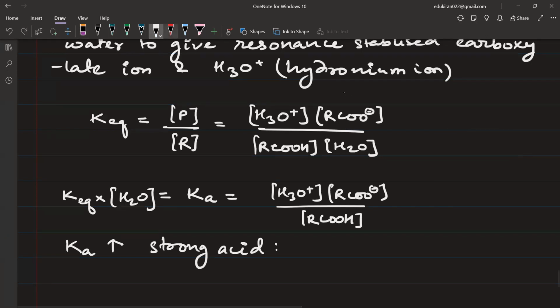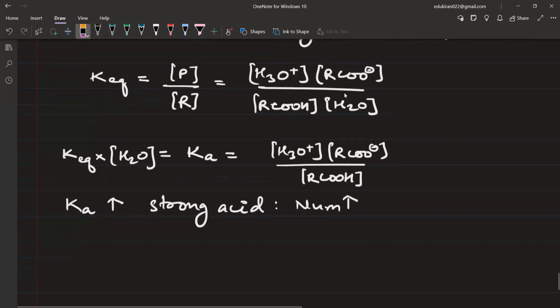So if K is high, then the numerator is high, the magnitude of the numerator is high. That shows that H3O plus and RCOO negative have dissociated effectively. Only if they dissociate well will their concentration be high. Now K is large, that is why it is a strong acid. Now we don't use K, rather what do we use? We use pK. What do we use? pKa.